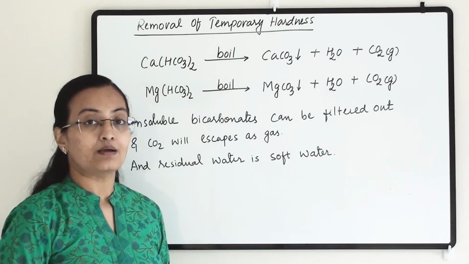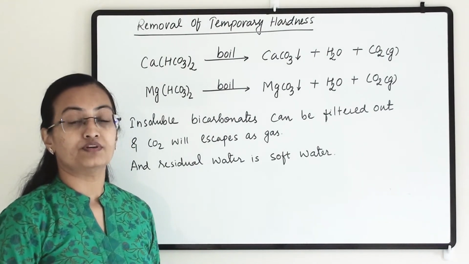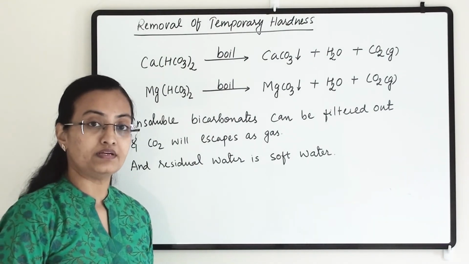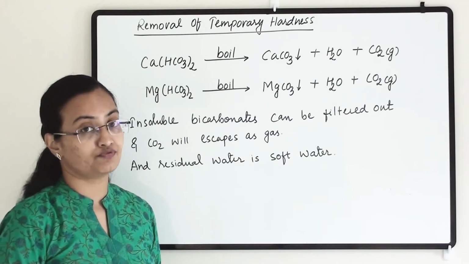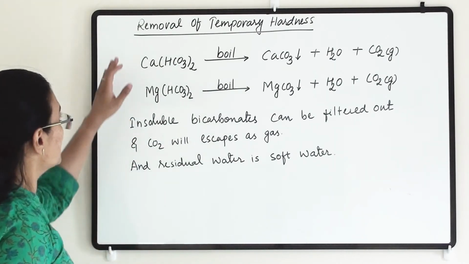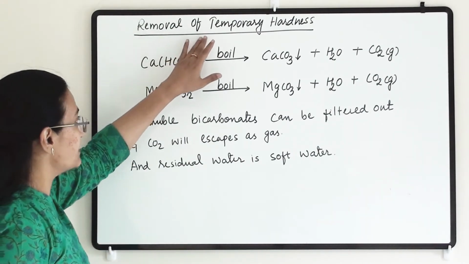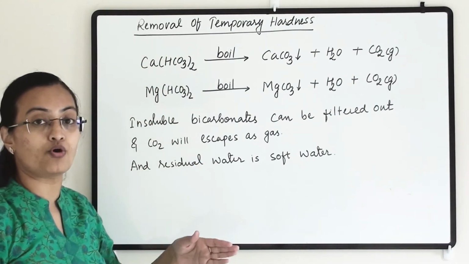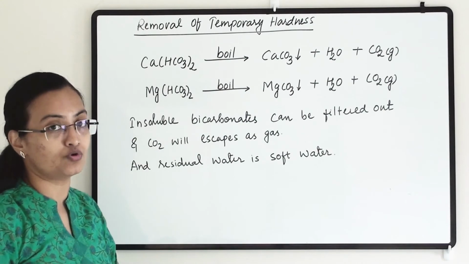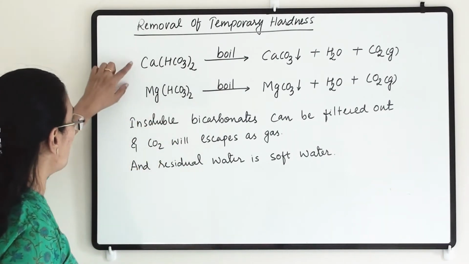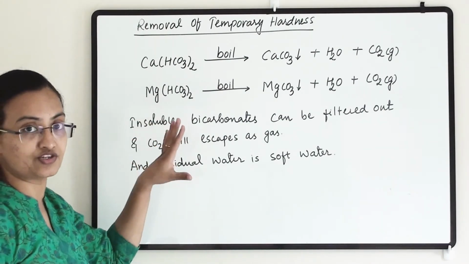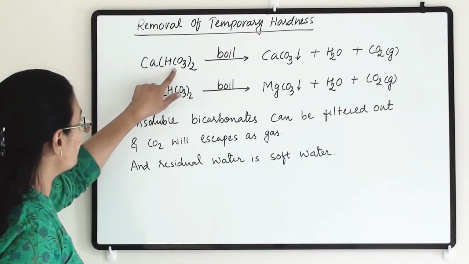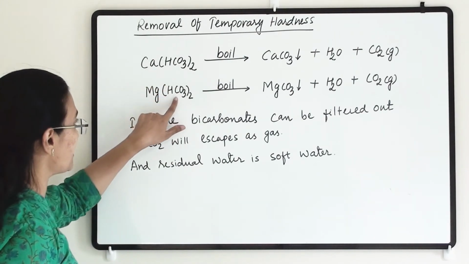Now let us see the chemical reactions of removal of temporary hardness and permanent hardness from the water. So here, this is removal of temporary hardness. We know that when there is temporary hardness, there will be a presence of bicarbonate salt in the water. So this is the formula of the bicarbonate salt of calcium and magnesium. Calcium bicarbonate and magnesium bicarbonate.